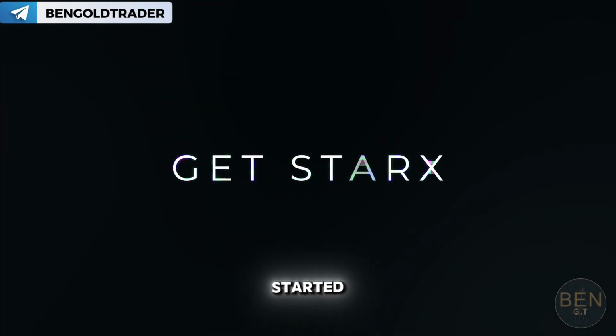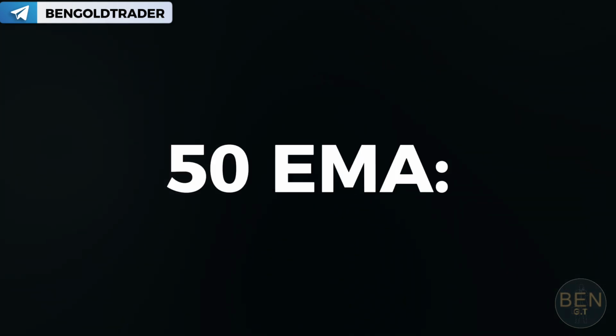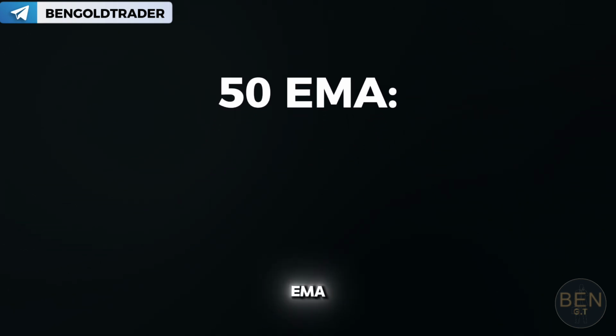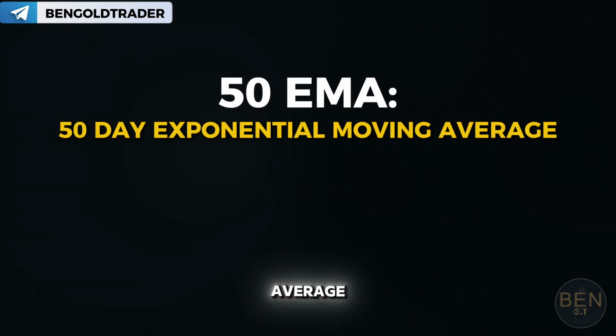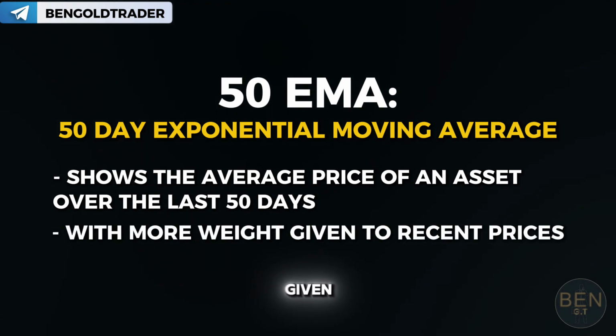So let's get started. The strategy is so simple. We only look at one indicator and we don't have to think about anything else. And that indicator is the 50 EMA. The 50 EMA is the 50-day exponential moving average. It is a line on a chart that shows the average price of an asset over the last 50 days, but with more weight given to recent prices.